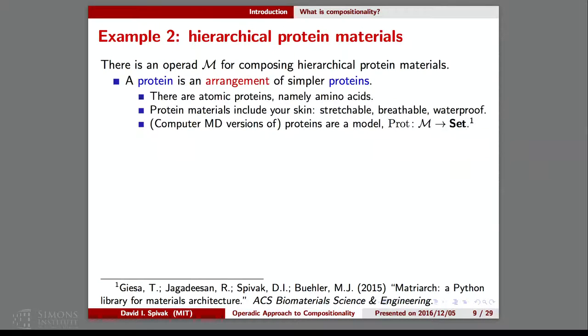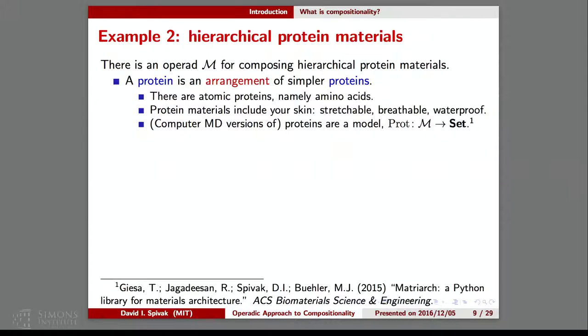Okay, example two, I'm just going to pass through this one. There's an operad for composing hierarchical protein materials. So I just want to give the breadth of what I mean by using operads for talking about composition. So what is a protein? It's an arrangement of simpler proteins. And what is a protein? Well, there are atomic proteins.